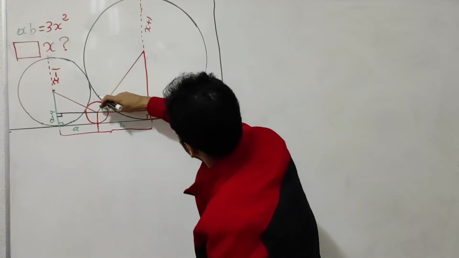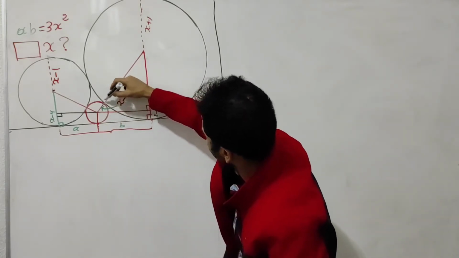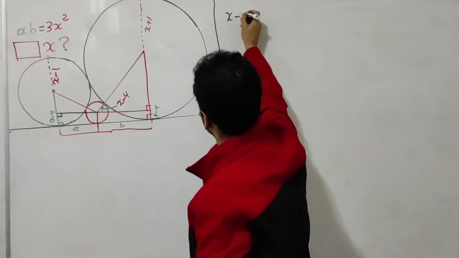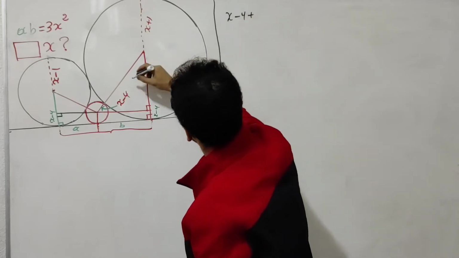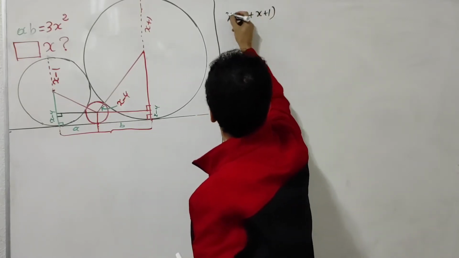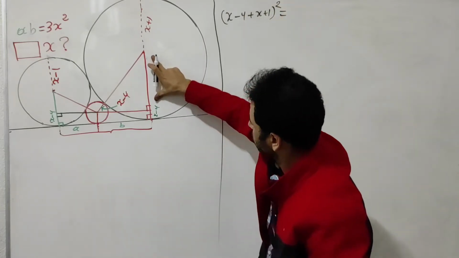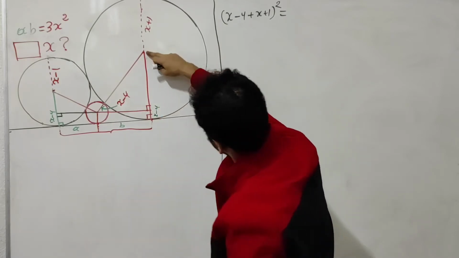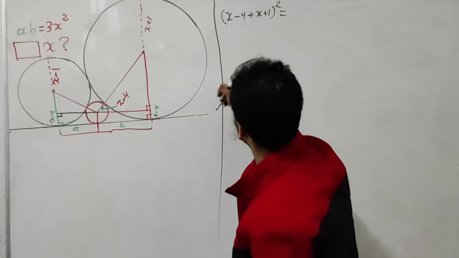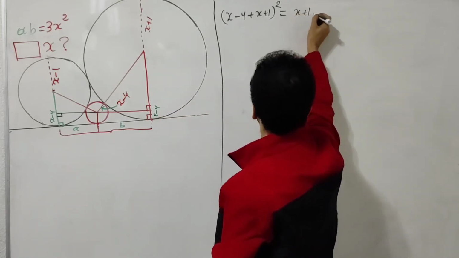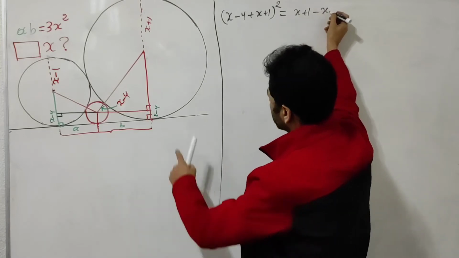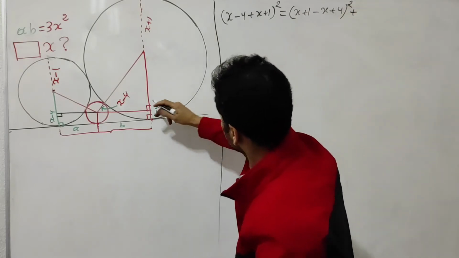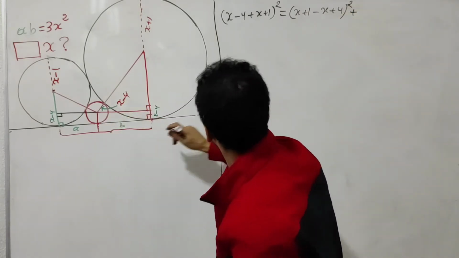I have this distance, which is the radius of the small circle plus the radius of the big circle, which is x minus 4 plus x plus 1, squared, equal to this distance squared plus this distance. This distance, as we said, is the radius of the big circle minus the radius of the small circle, which is x plus 1 minus x, with this minus becoming plus 4, squared, plus this distance, which is b squared.